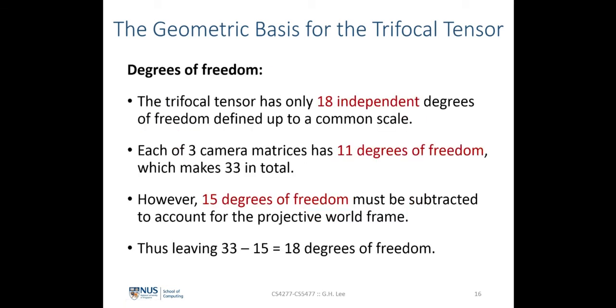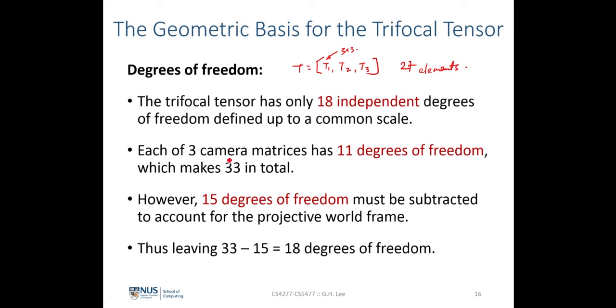Now, with the trifocal tensor, although it has 27 entries because it's 3 by 3 by 3, we saw that the trifocal tensor is given by T1, T2, and T3, where each one of these is a 3 by 3 matrix. So there are 9 entries each, and hence altogether there are 27 elements. But the trifocal tensor only has 18 degrees of freedom.